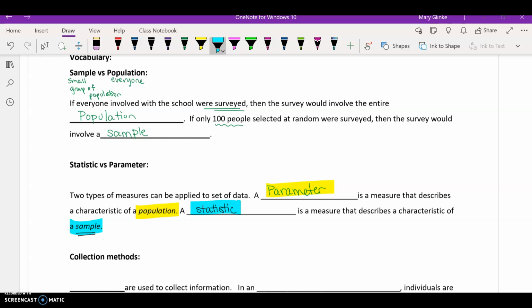So when they say like 70% of people prefer Pepsi over Coke, they haven't really asked everybody in the whole world. It's a sample, so it is a statistic, versus if they were able to say like 70% of our class prefers Pepsi over Coke, that could be a parameter if we were able to ask everybody in our class.